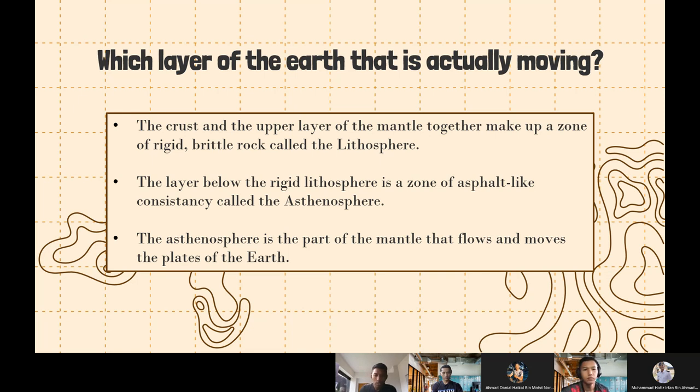Which layer of the Earth is actually moving? The crust and the upper layer of the mantle together make up a zone of rigid brittle rock called the lithosphere. The layer below the rigid lithosphere is a zone of soft, plastic-like consistency called the asthenosphere. The asthenosphere is the part of the mantle that flows and moves the plates of the Earth.